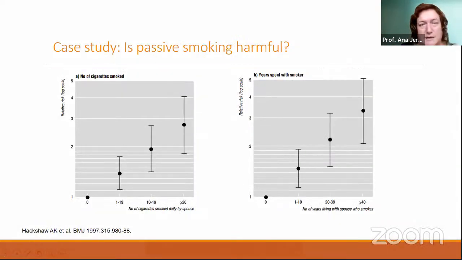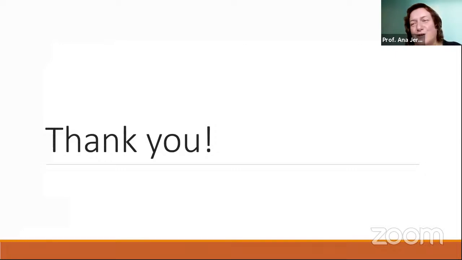In the final slide, we also see how those effects were proven for these studies. We see here summary results for different groups based on the number of cigarettes smoked daily by the spouse and the number of years living with a spouse who smokes. So at the end, we really have solid evidence that passive smoking is associated with increased risk of different cardiovascular events. So thank you for your attention.